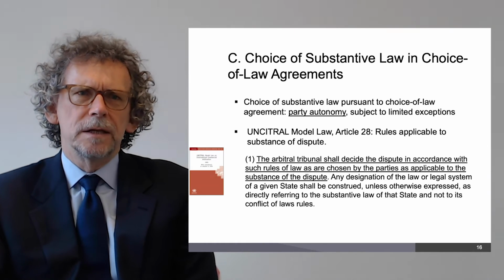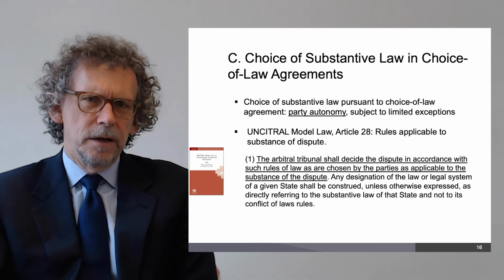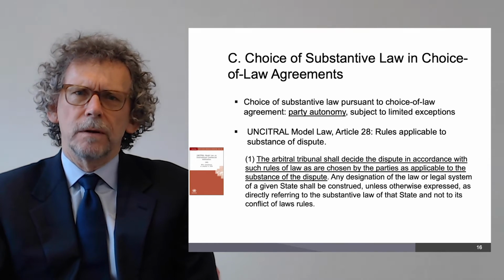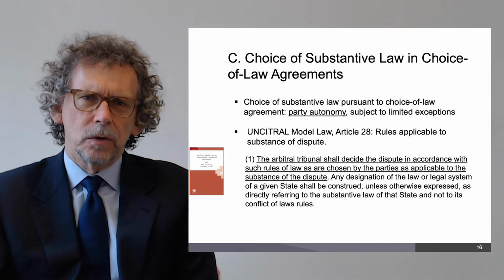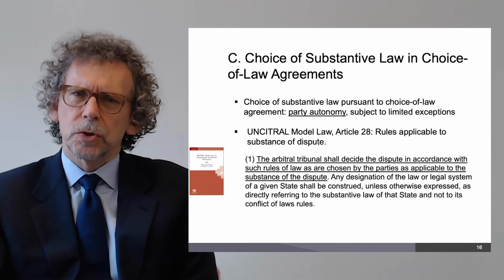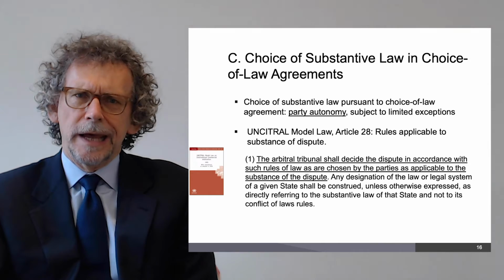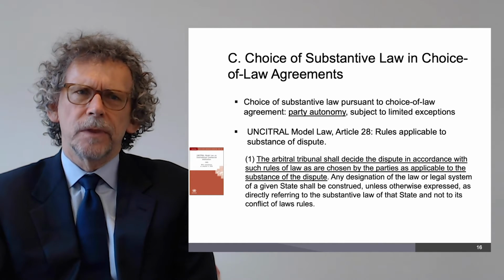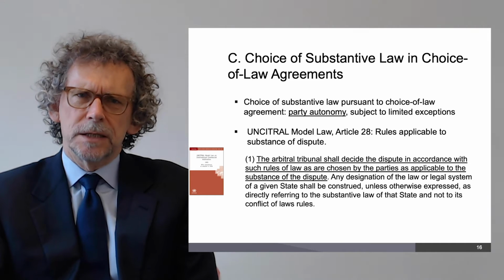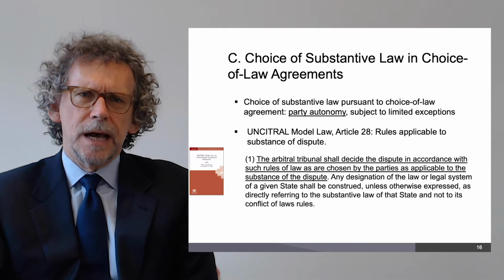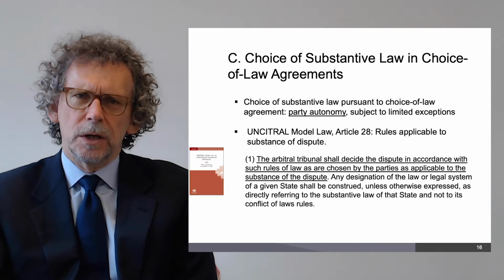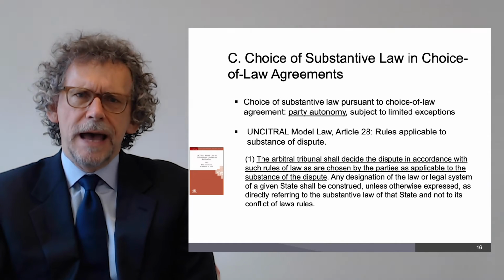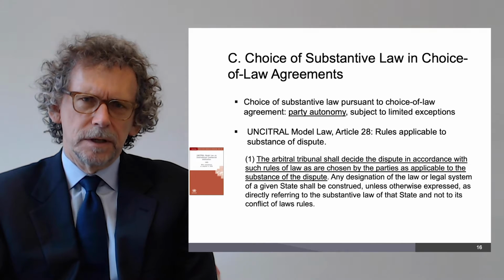Let's move on then to the second scenario that I outlined a few moments ago. This is a scenario where the parties in their commercial contract or otherwise have included a choice of law clause that selects the law applicable to their underlying dispute. The basic rule in this context we can see on the current slide. The basic rule is one of party autonomy. Parties are free to choose the substantive law applicable to the merits of their dispute.